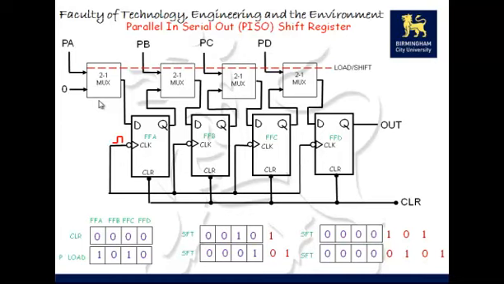PISO and SIPO registers are used for interfacing, where parallel serial conversion is required. For example, a modem is another example of what's required.